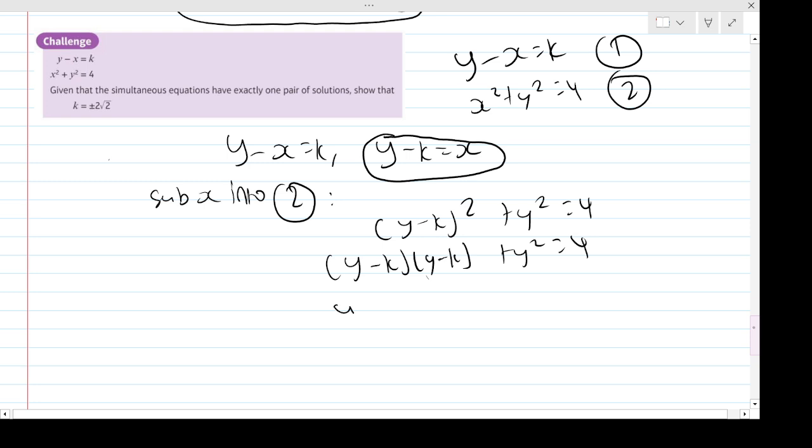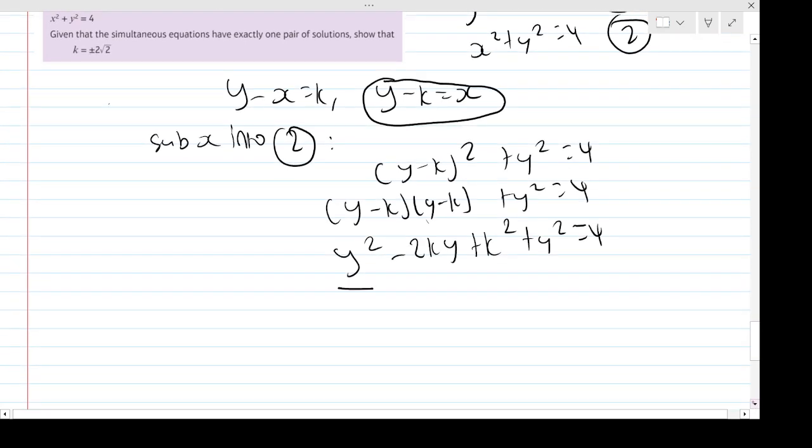I can expand this bracket to get y squared minus ky minus another ky, so minus 2ky, then minus k times minus k is positive k squared, because the negatives give a positive if you times them. Then plus y squared is equal to 4. Then I'm going to rearrange, collect the terms to simplify this. So I have y squared here and a y squared here, that'd be 2y squared. Then minus 2ky, so a y term of minus 2k. Then I have just this plus k squared. Then I'm going to move the 4 to the other side to make it equal to 0 to solve.